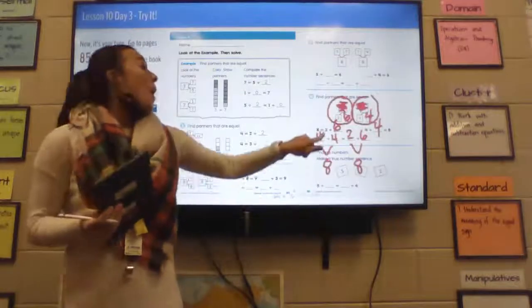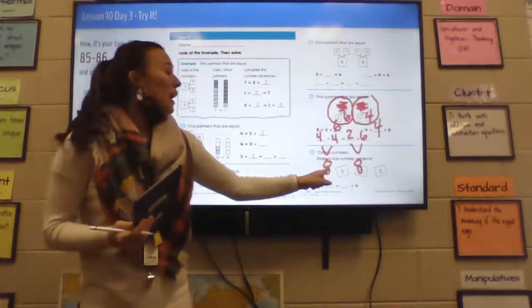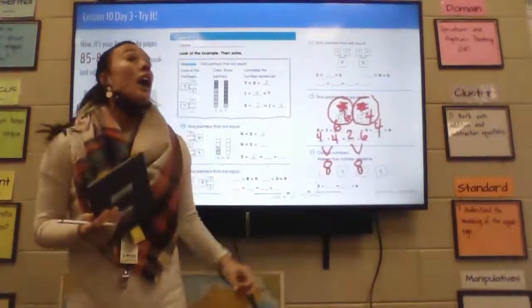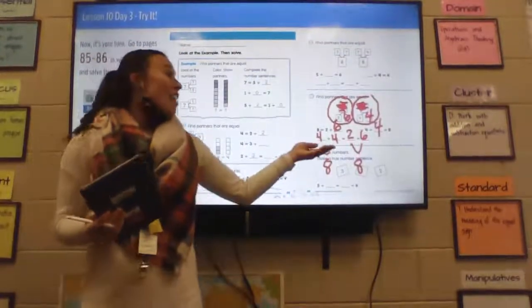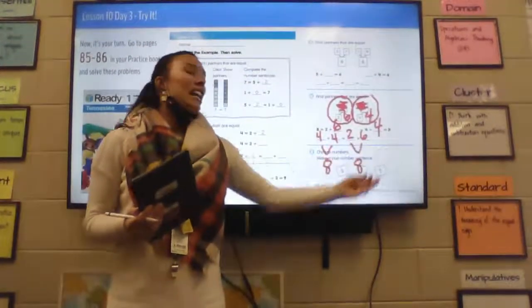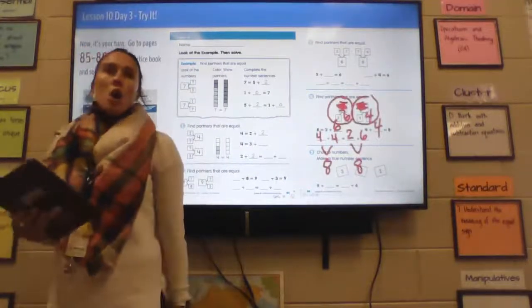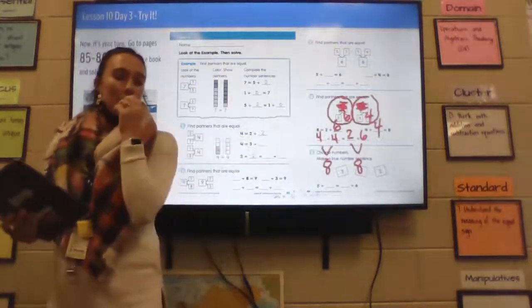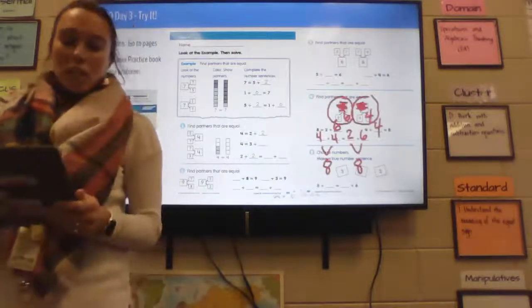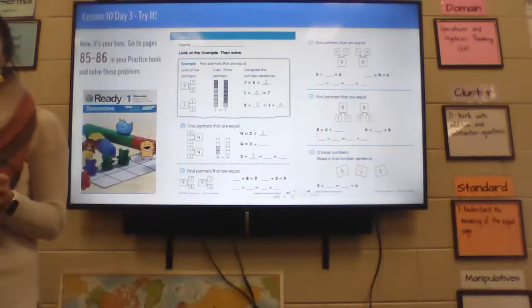So now, both of my sides are equal because they both equal what? 8. I have 8 on this side, and I have 8 on this side. But did I ever write the number 8? No. Make yours look like mine. Once it looks like mine, let's go to number 5.